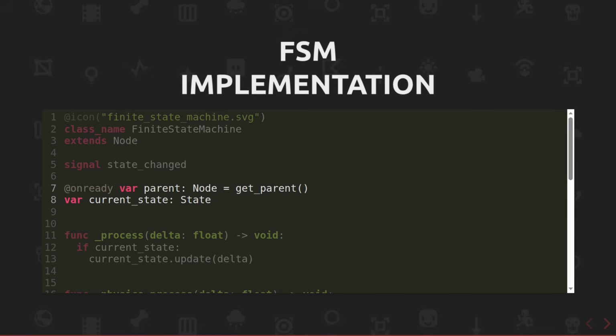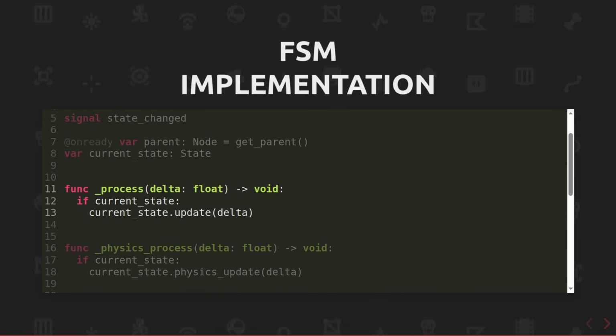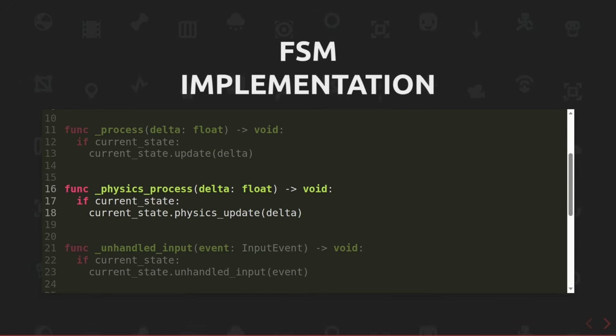Now, how does the state machine work? For all those empty methods that we defined in the barebones state class, we need to delegate that logic from the finite state machine itself because it is part of the node ecosystem, right? This is the only node that we'll have. So every frame, if we have a valid current state, then we can call the current state's update method and just pass in the delta. Same with the physics process, right?